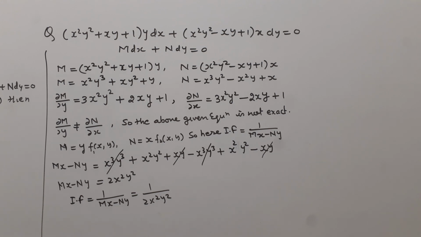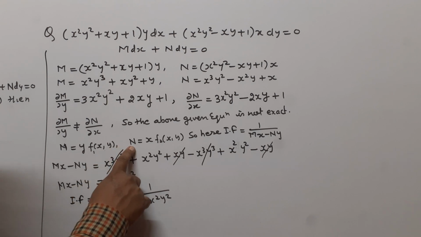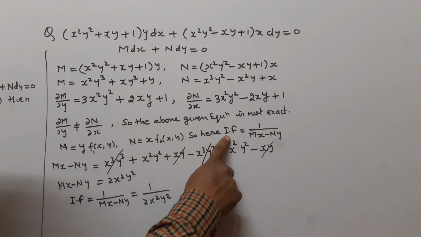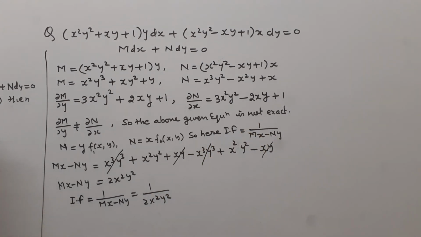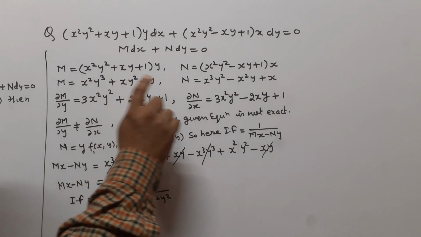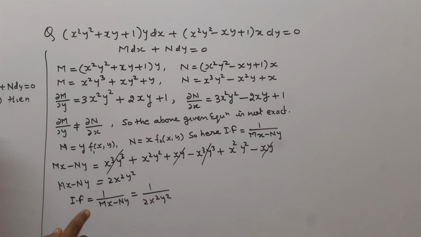Here we can see m is of the form y multiplied by f1(xy) and n is of the form x multiplied by f2(xy). So here the integrating factor is 1 upon (mx minus ny). So we first calculate mx minus ny. For calculating this, multiply m by x and n by y, and then find the difference. So mx minus ny is equal to 2x square y square. So the integrating factor is 1 upon mx minus ny, that is 1 upon 2x square y square.